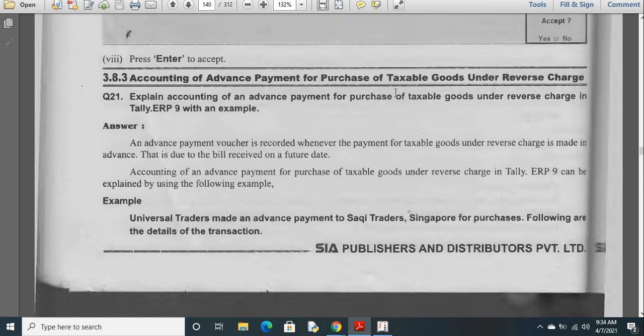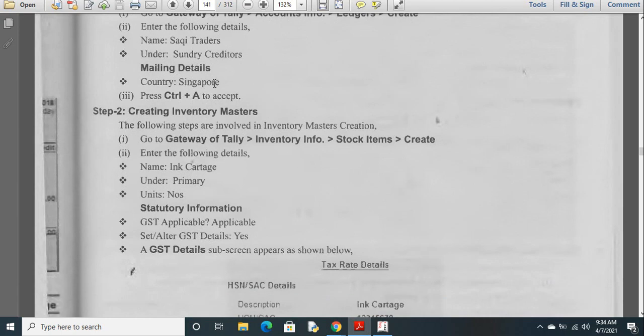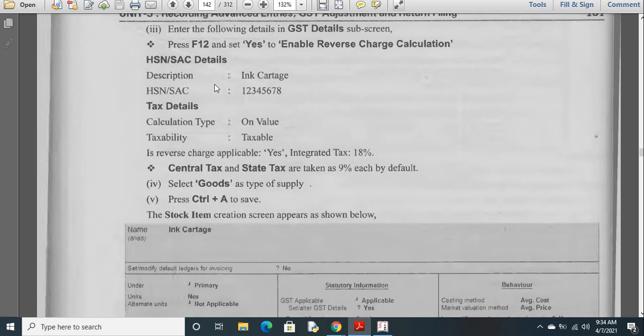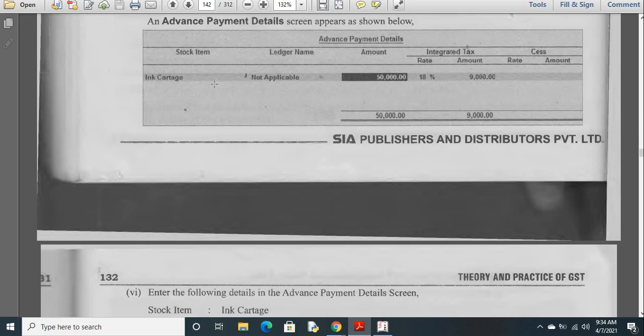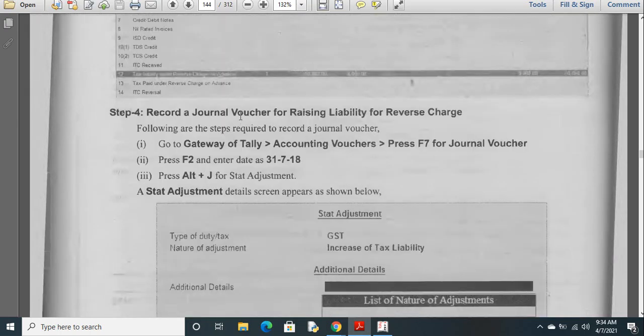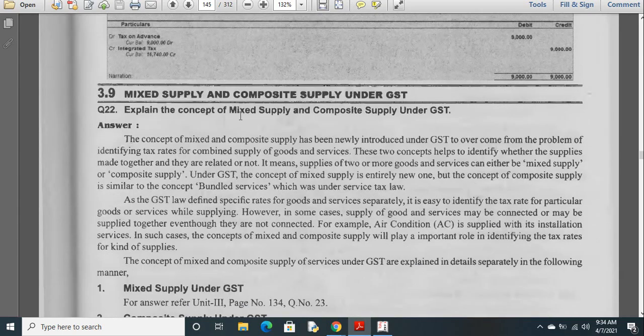Okay, so you just go through with the same topic. Previously we have done advance receipts, and the same thing we have here for advance payments. Whatever we do with sales, the same thing we have to do here with purchases. There is no difference between these two. There we select the sales ledger, here we select the purchase ledger, that's it. You can easily go through this advance payments question. It is very similar to the previous one.